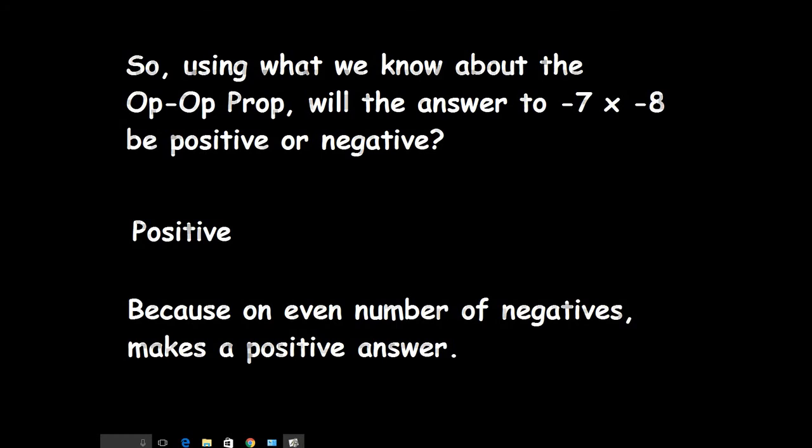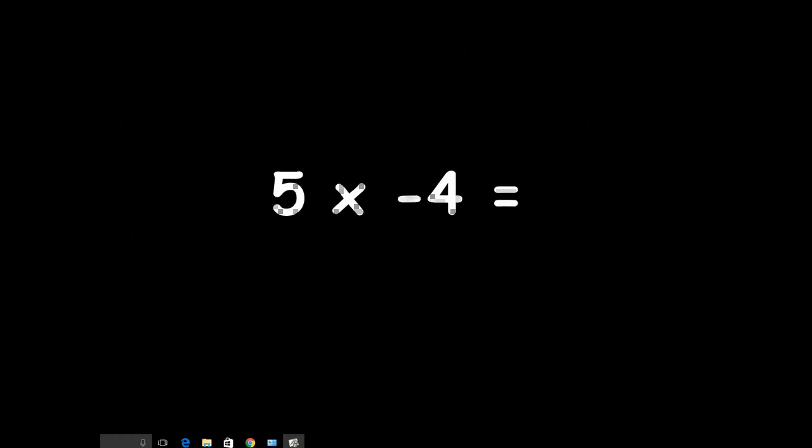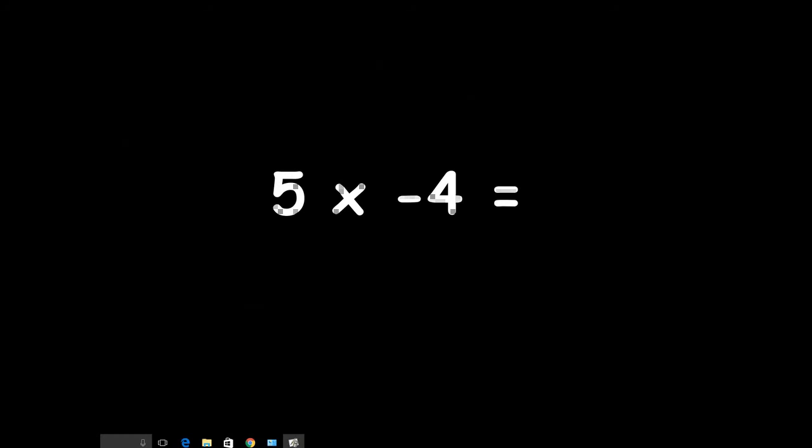I have some practice problems that we want to try to do. There we go. Let's practice. Okay. 5 times negative 4 equals negative 20. All right. 1 negative. 5 times negative 4. See that 1 negative there? So our answer will be negative because there's not an even number of negatives.